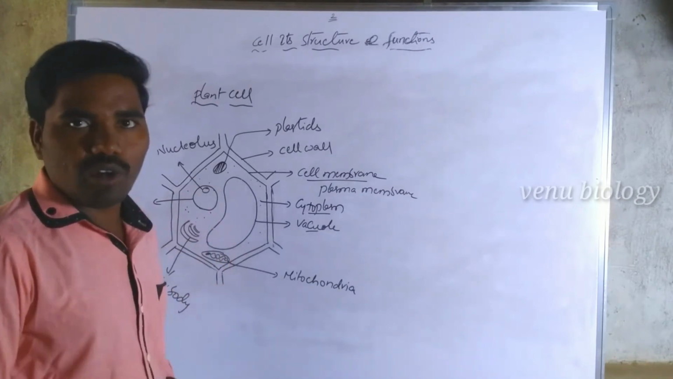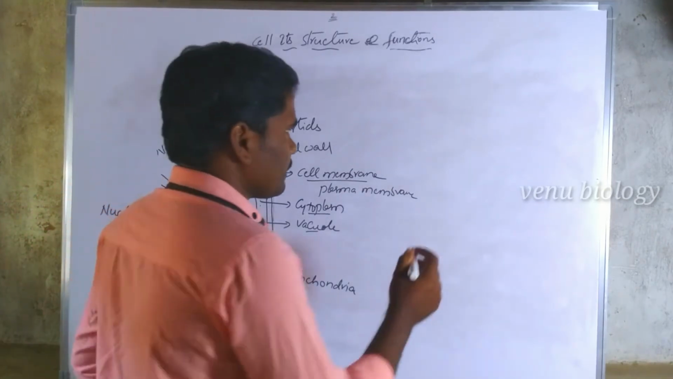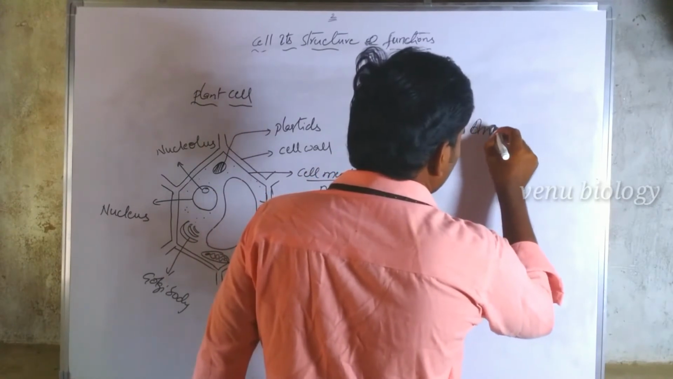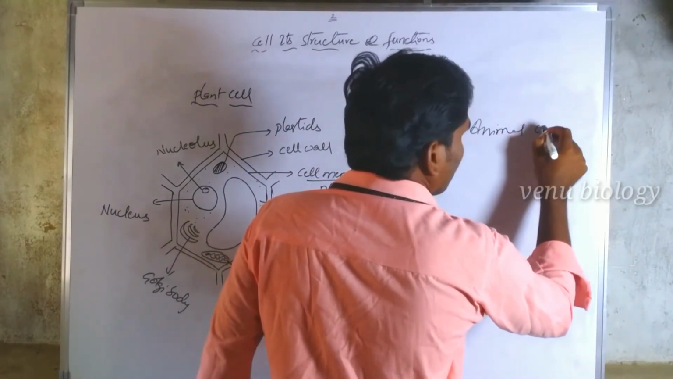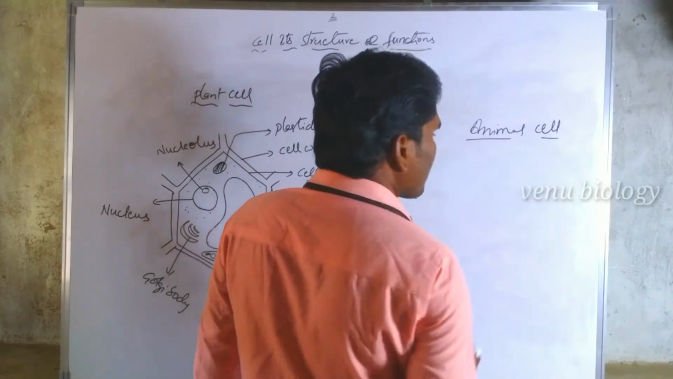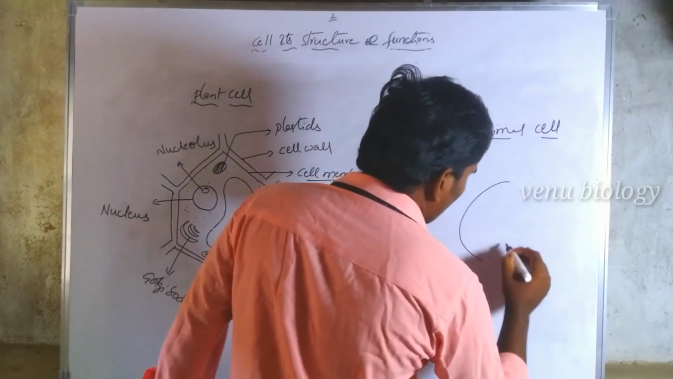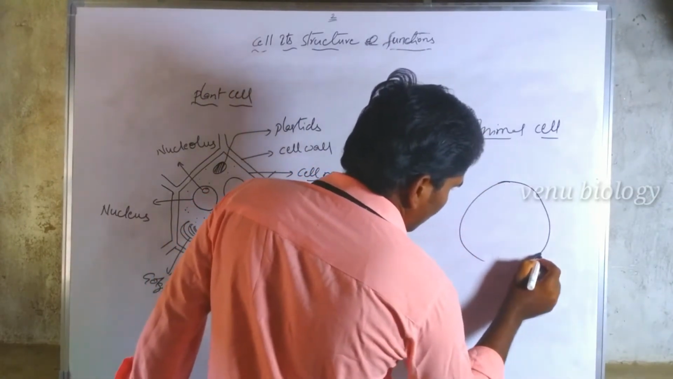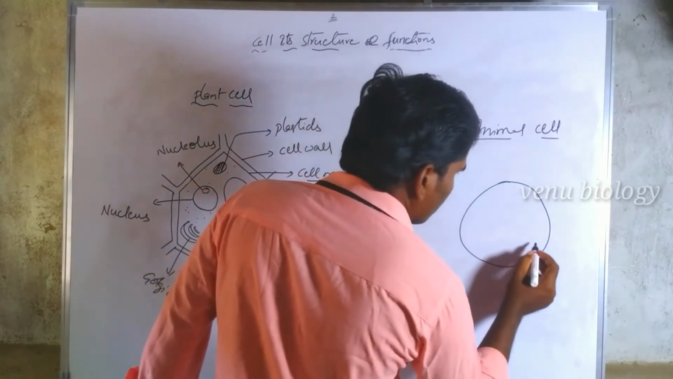Let us draw the picture of the animal cell. The animal cell has a round shape.